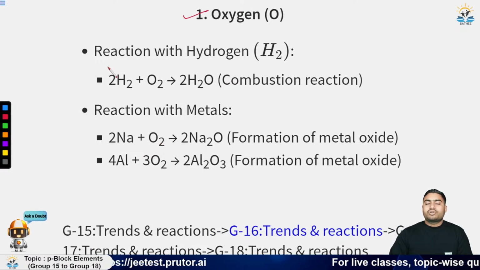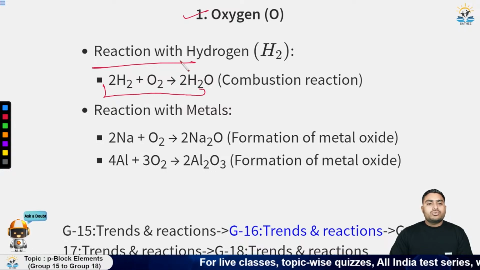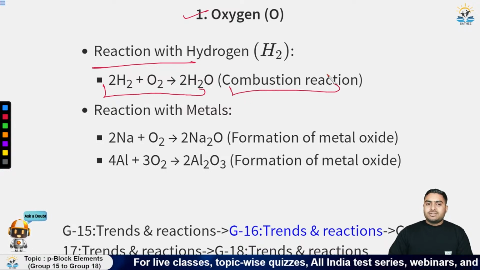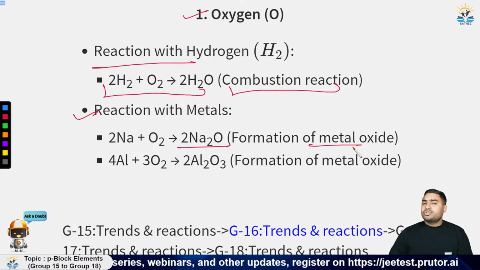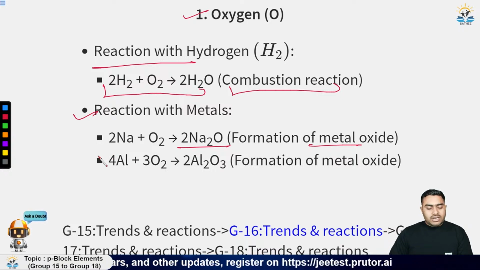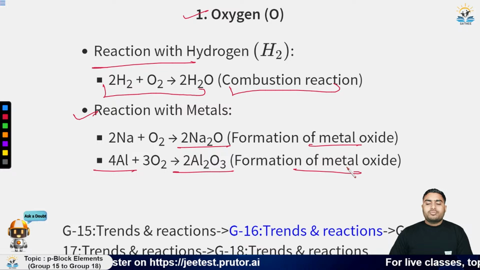You can see first is oxygen. So reaction with hydrogen. Oxygen can react with hydrogen like 2H2 plus O2 gives 2H2O. This is a combustion reaction. Reaction with metals. So when metal is treated with oxygen, you can see sodium is a highly reactive metal. So 4Na plus O2 gives 2Na2O. This is the formation of metal oxide. Similarly, potassium oxide can be formed. Then 4Al plus 3O2 gives 2Al2O3.